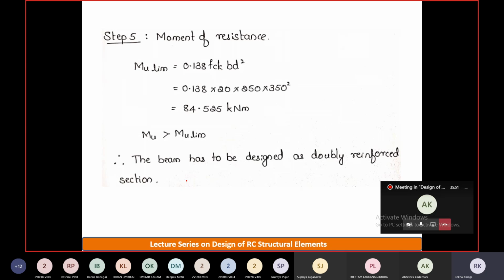In the previous design, what had we got? We had got the relation Mu is less than Mu limit, so the beam was designed as a singly reinforced rectangular section beam. Now here Mu is more than Mu limit. Hence the beam should be designed as a doubly reinforced rectangular section beam. All the codal provisions which we have used in the analysis of doubly reinforced rectangular sections are useful for the design.